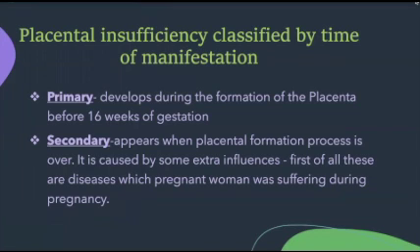Placental insufficiency is classified by time of manifestation. The primary placental insufficiency develops during the formation of the placenta, before 16 weeks of gestation. Secondary appears when the placenta formation process is over. It's caused by some extra influences. First of all, these are diseases which the pregnant woman was suffering during pregnancy.